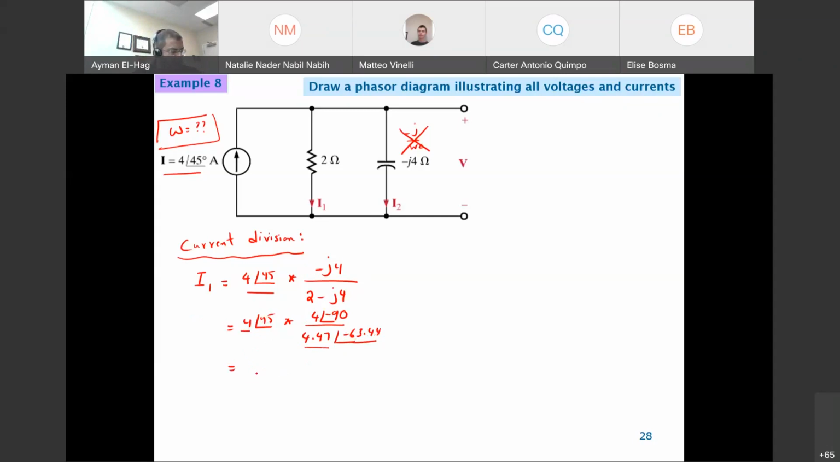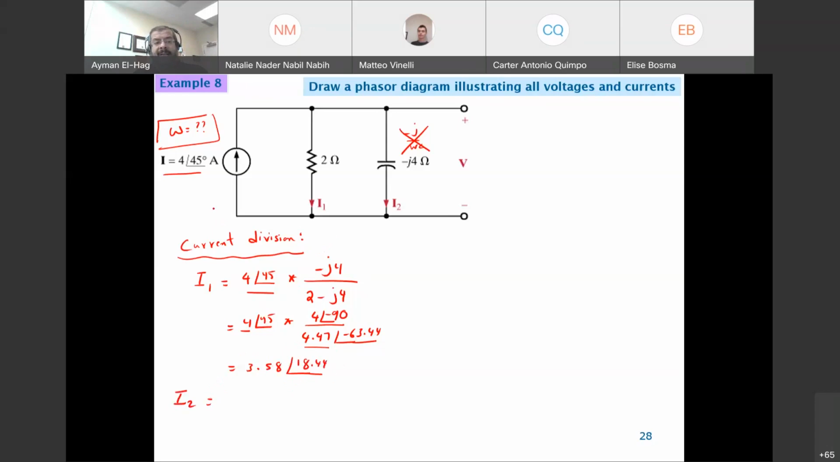your I1 is equal to 3.58, and the angle will be equal to 18.44. Okay, so now we are done with this. With I1, we want to find I2. How to find I2? For I2, do the same thing, current division.